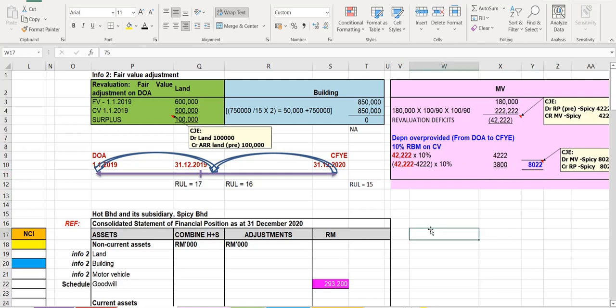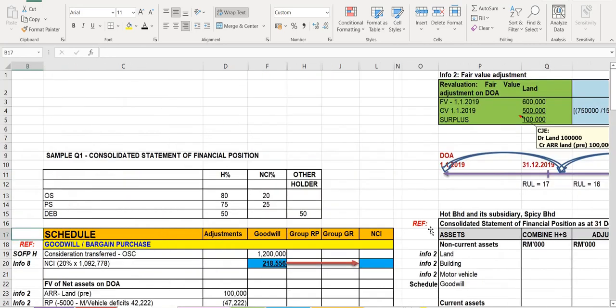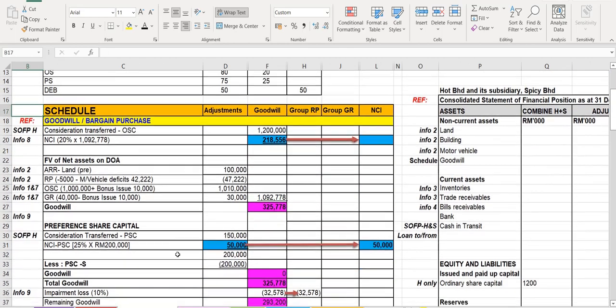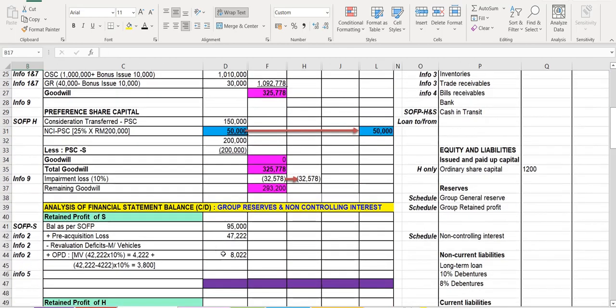So that figure, you need to go and adjust by adding back to your retained profit. So you add back 8022 because the depreciation has been over provided. So you need to go and add back to the profit, which means that you are reducing the expenses.